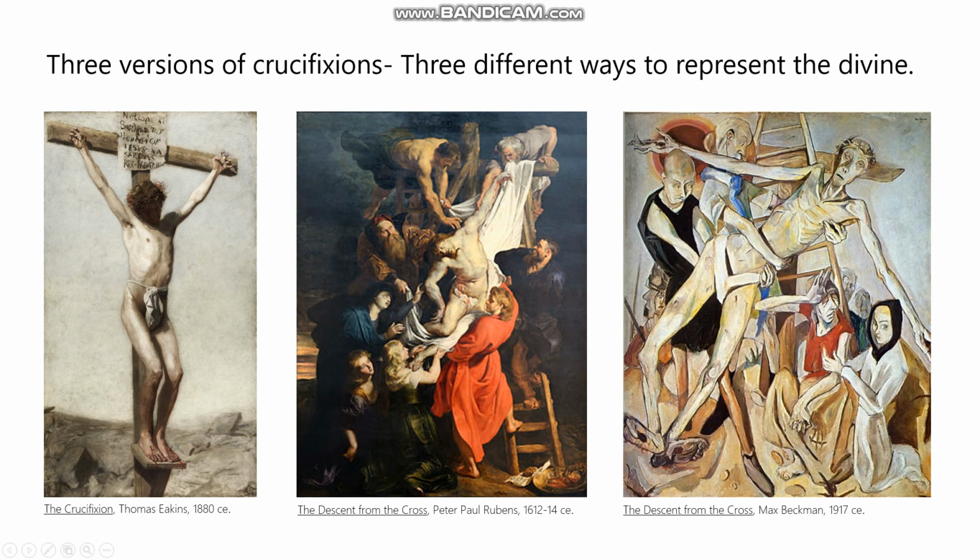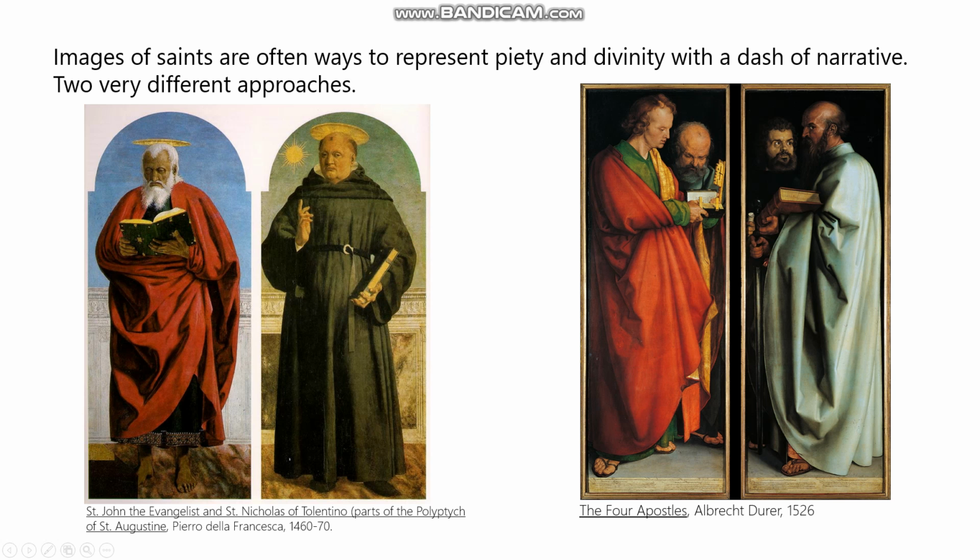But apparently Eakins didn't kill his model, but nonetheless, this painting is all about the physical reality of what it must be like to be hanging on a cross. So each one took a very different kind of approach.